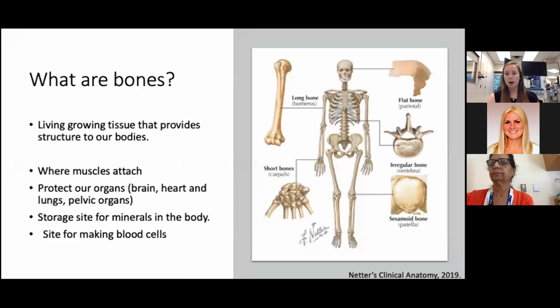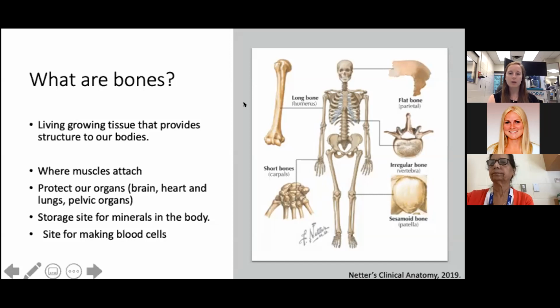What are bones? We all have bones, but what are they? Well, bones are a living and growing tissue that provides structure for our bodies. They're where muscles attach. They protect our organs, like our skull protects our brain, our rib cage protects our heart and lungs, and our pelvic organs are protected by our pelvic bones. They're also a storage site for minerals, especially calcium, the biggest one we think of, which helps to make our bones hard. They're also a site for making blood cells, and I'll touch on that a little more in a minute.